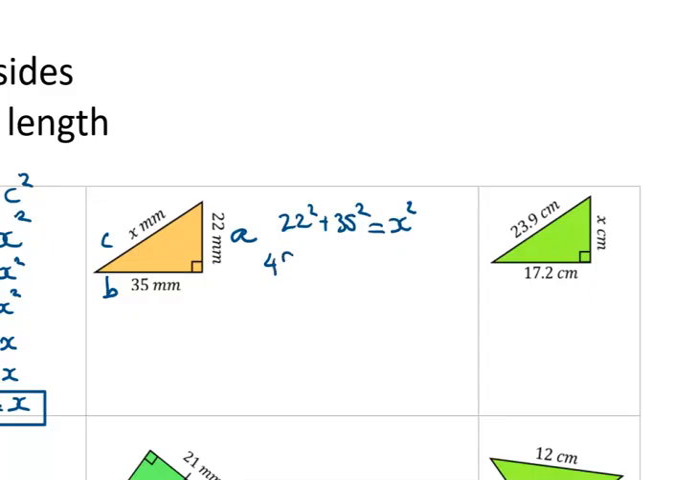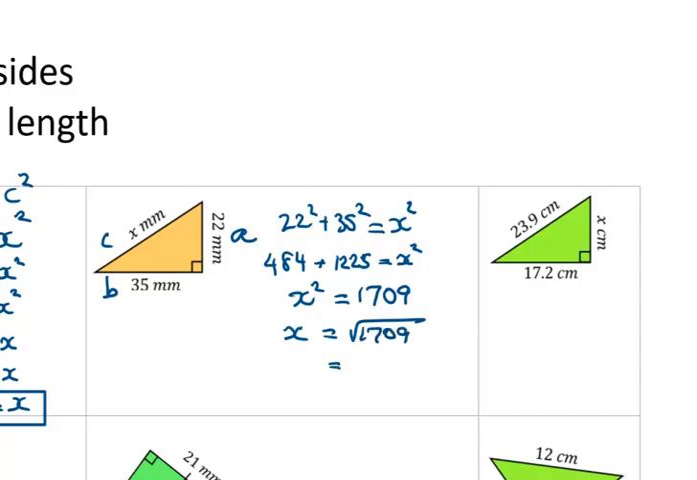Putting those in my calculator gives me 484 plus 1,225. So that's X squared. X squared is equal to 1,709. Now I'm going to take the square root of that, and that works out to be 41.34005. I'm going to write that as 41.3 millimeters. Just watch out for the units, and that's to 1 decimal place.